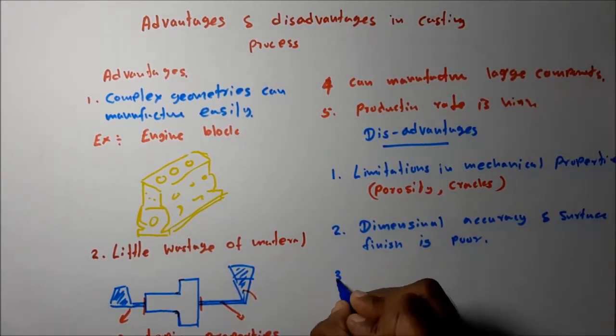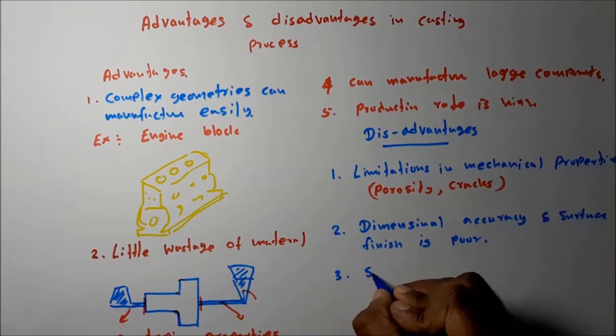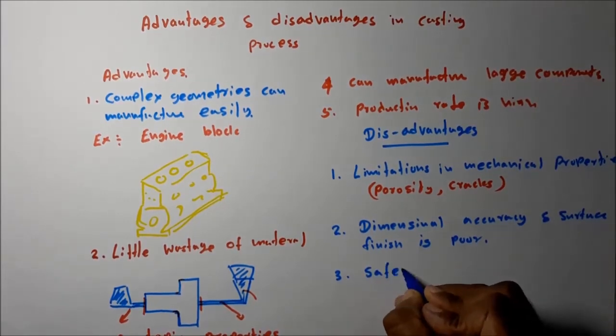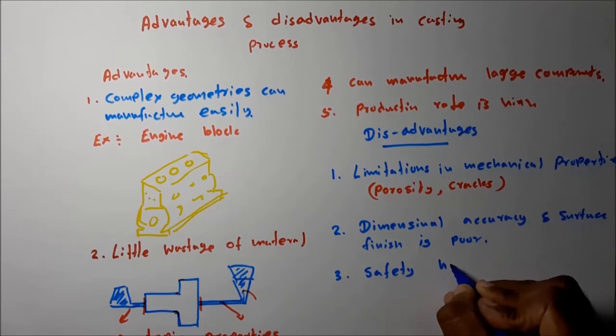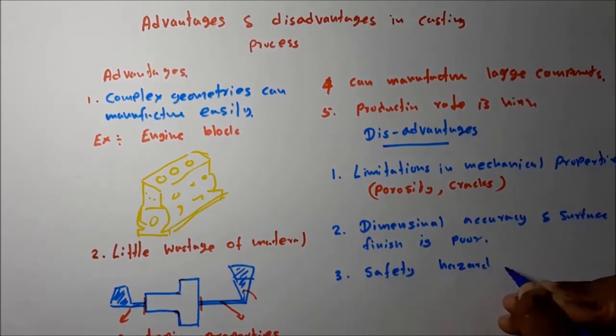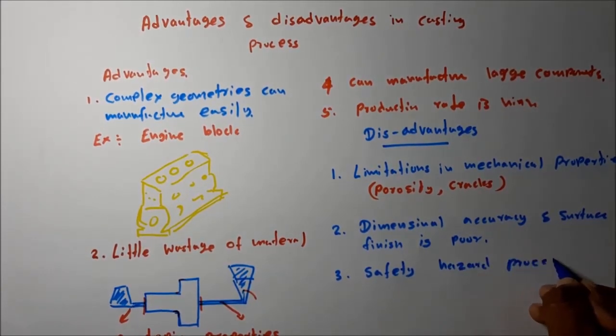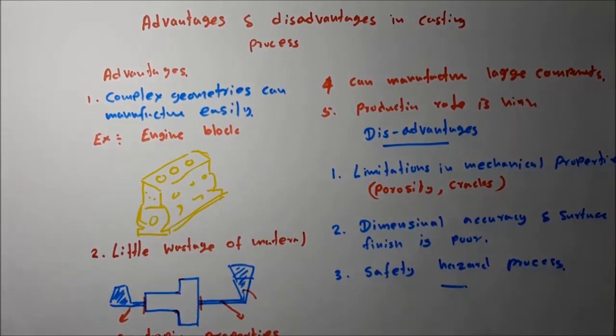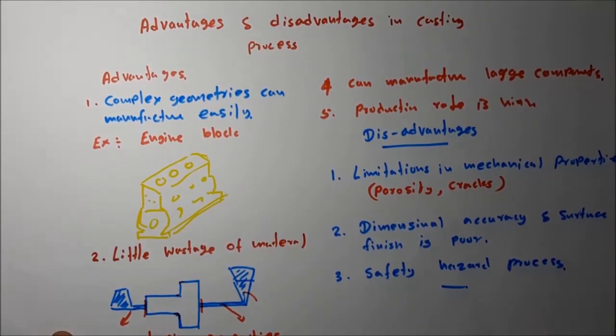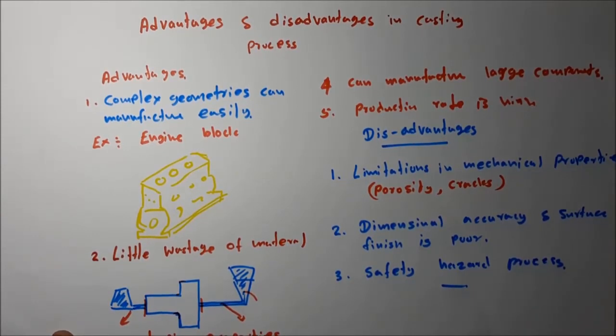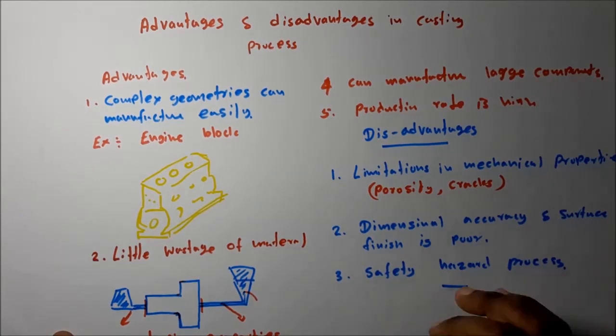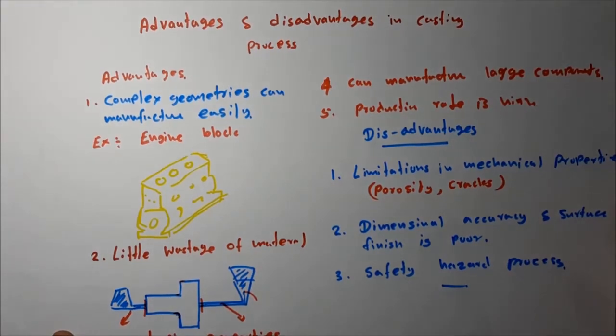Thirdly, the process is a safety hazard. Dealing with molten metal is very hazardous. A lot of accidents happen in the casting industry when dealing with molten metal. That is a very risky process. These are the disadvantages in metal casting operations.